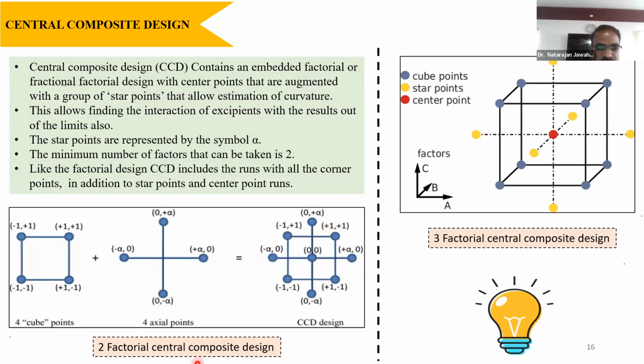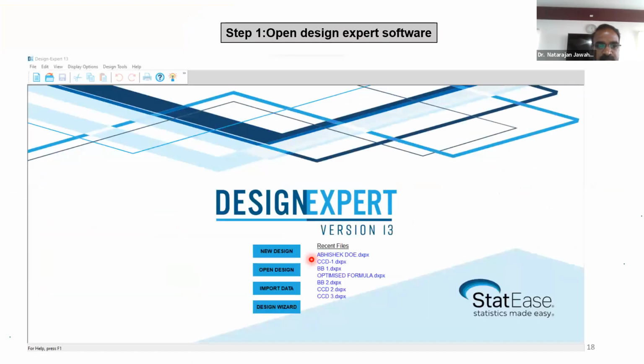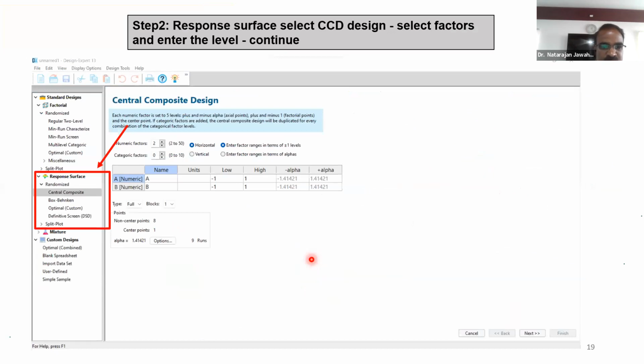So for the 2-factor composite design I have taken, this will be the central point, 1 center point, and there are around 8 corner points or non-center points. All of this will come automatically. The only thing is you just go to the response surface, then click central composite, then the numerical factors.